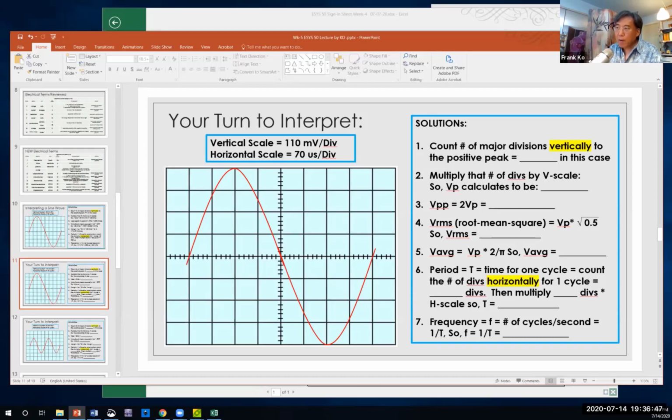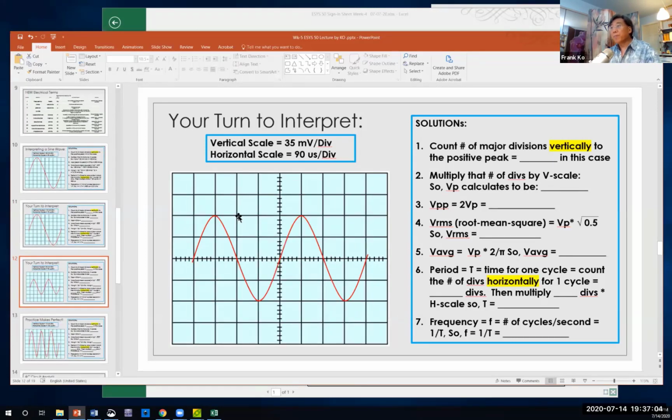Okay? Is everybody all right with interpreting this particular waveform? Are we good with this one? Okay, you get to practice another one. So have your calculators ready. I'm going to call a second set of volunteers for this one. So go ahead and work out. We have a different scale now. Vertical scale is now 35 millivolts per division, and the horizontal scale is 90 microseconds. Same wave shape, but different size and number of cycles.